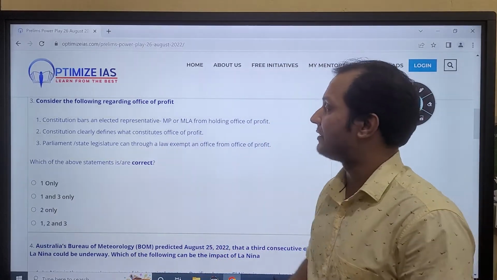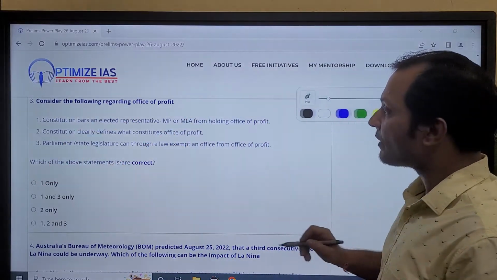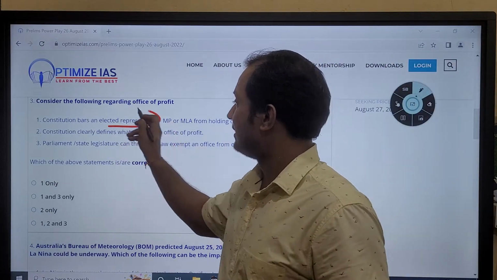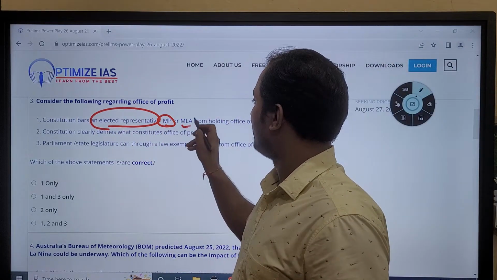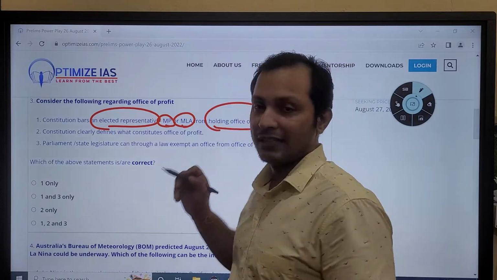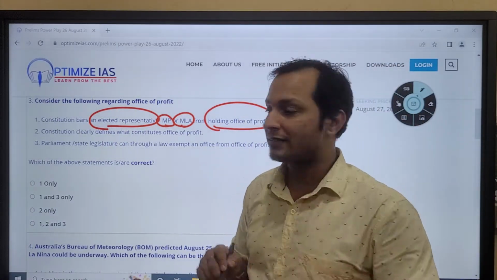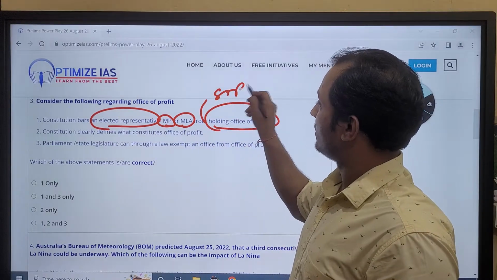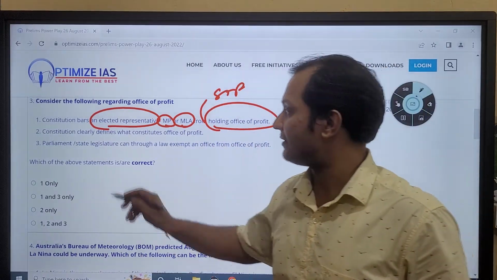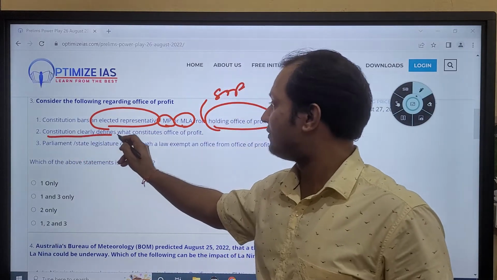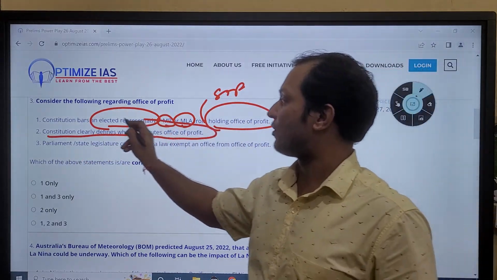The first statement says that the constitution bars elected representatives, MPs and MLAs, from holding an office of profit. That I have just explained to you. The concept I have explained, and why it bars: because of separation of power. The second statement says that the constitution clearly defines what constitutes an office of profit.